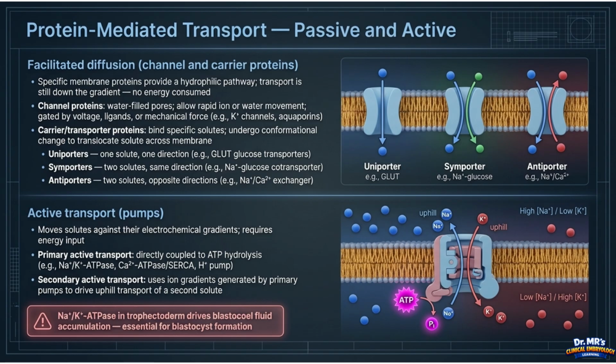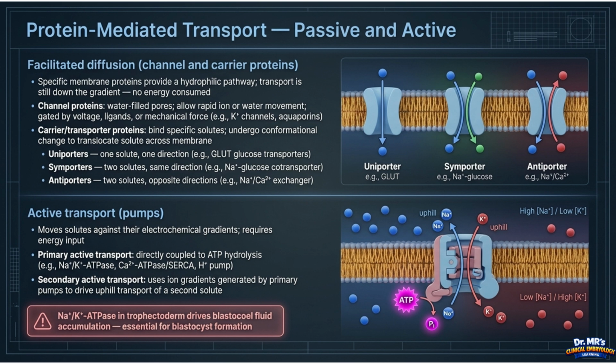Facilitated diffusion uses channel proteins or carrier proteins to move solutes down their concentration or electrochemical gradients. No energy expenditure required, but specific proteins are absolutely necessary. Channel proteins form water-filled pores through the membrane, allowing rapid movement of specific ions or water molecules. These channels are gated. They open and close in response to specific signals such as membrane voltage, ligand binding, or mechanical force. Voltage-gated calcium channels, potassium channels, and aquaporins are all examples of channel proteins.